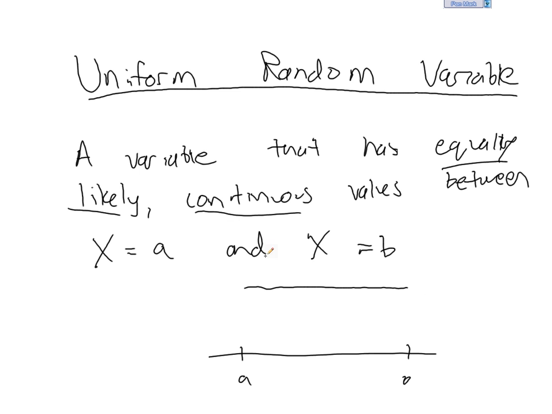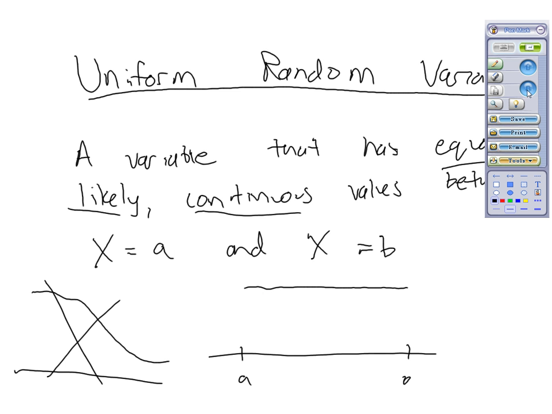a uniform random variable. If you have a high likelihood of low values and a low likelihood of high values, like for example something looks more like this, then you wouldn't have a uniform random variable. You would have a continuous random variable, just not a uniform continuous random variable.